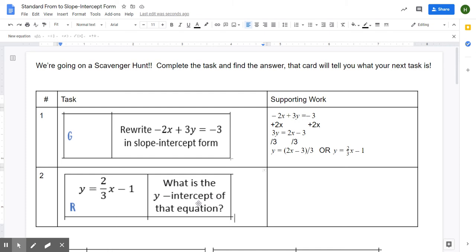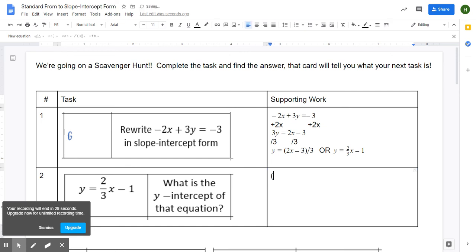And now it's asking, what is my next task? Well, what is the y-intercept of that equation? This is where we want to remember slope-intercept form. That's why it's nice to have the x value first. We know that our y-intercept can be found with the constant value, which in this case is negative 1. We want to remember to write that as an ordered pair. So parentheses 0, comma, negative 1, close our parentheses, and we can add a comment here. I know the y-intercept is based on the constant.